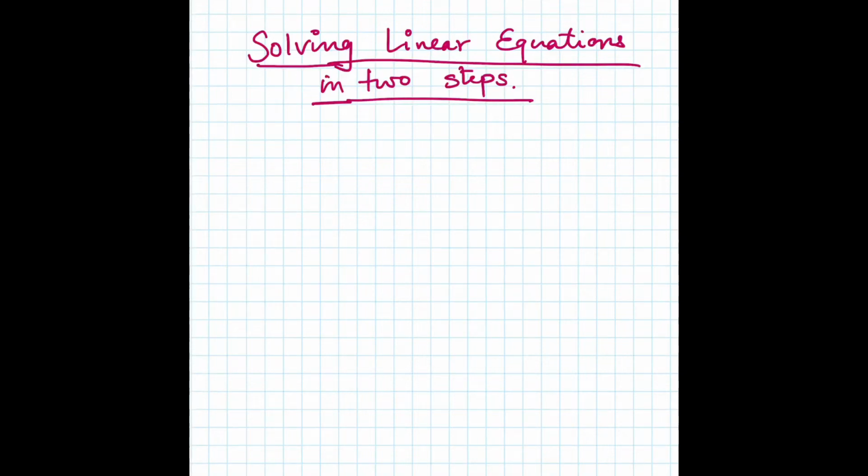Right, hello again. So now we are doing solving linear equations in 2 steps. You will have to do 2 steps here. So let's see our first question. Let us suppose the question is 3x minus 8 is equal to 10. Simple question there. So we always try and get rid of the number first.